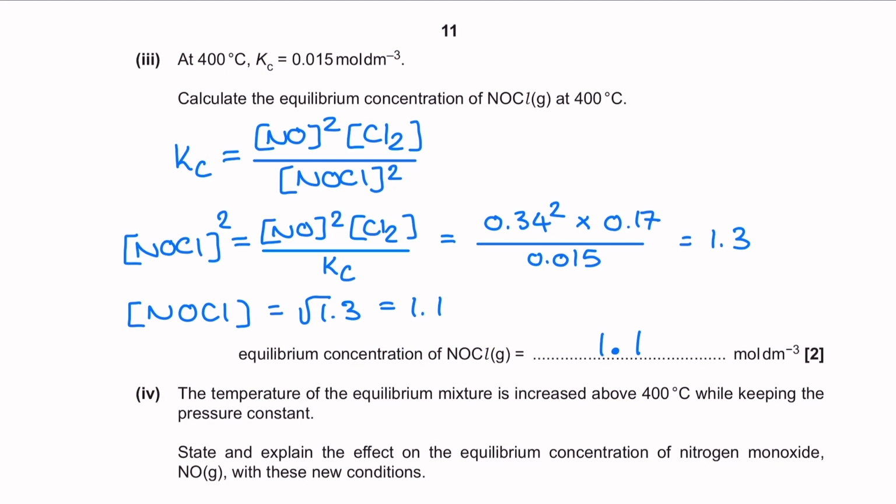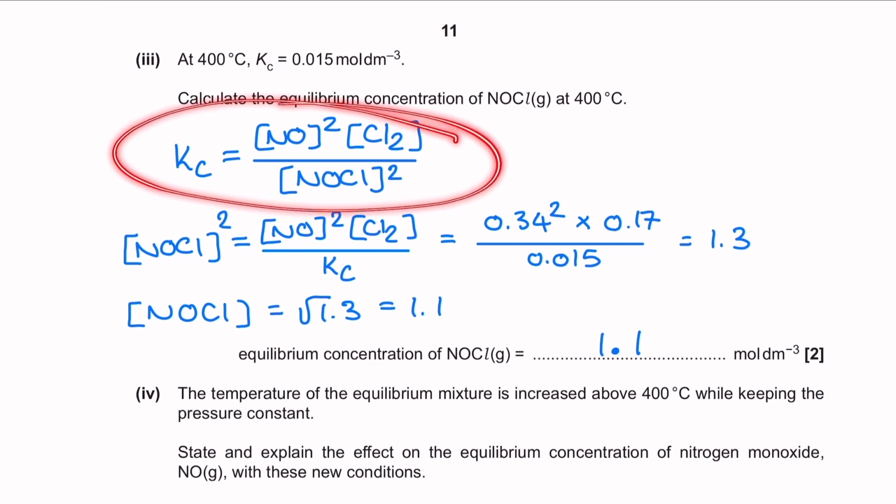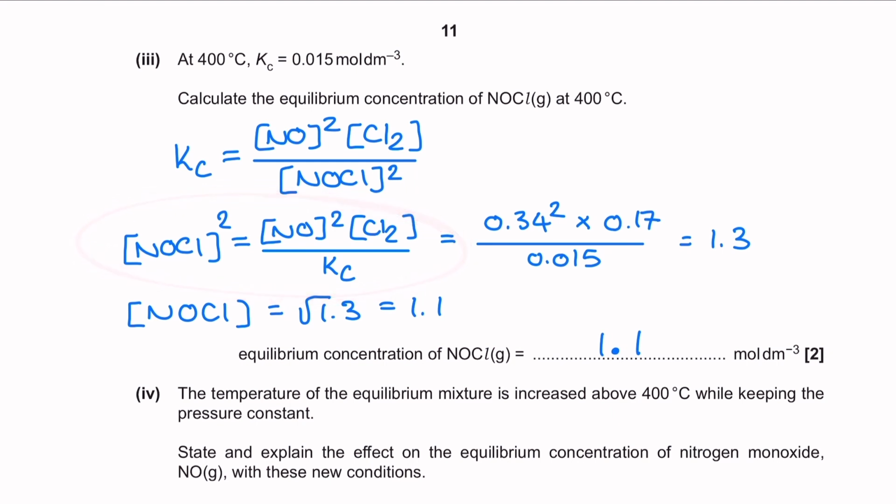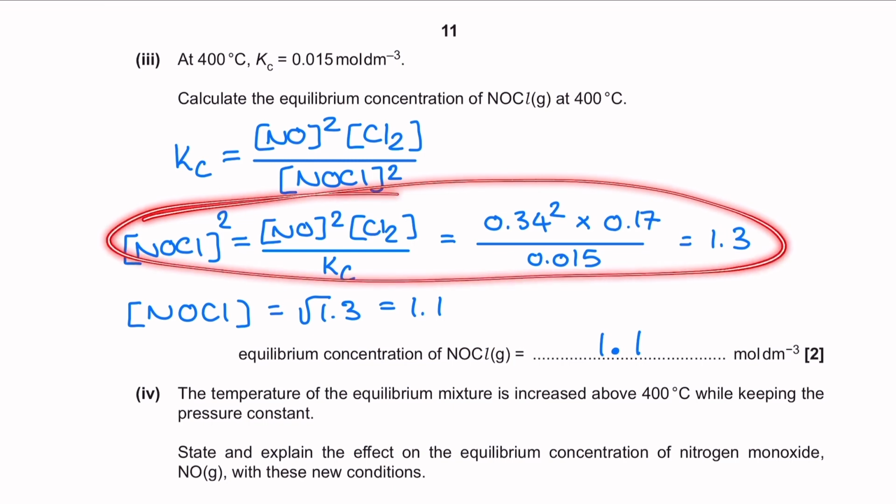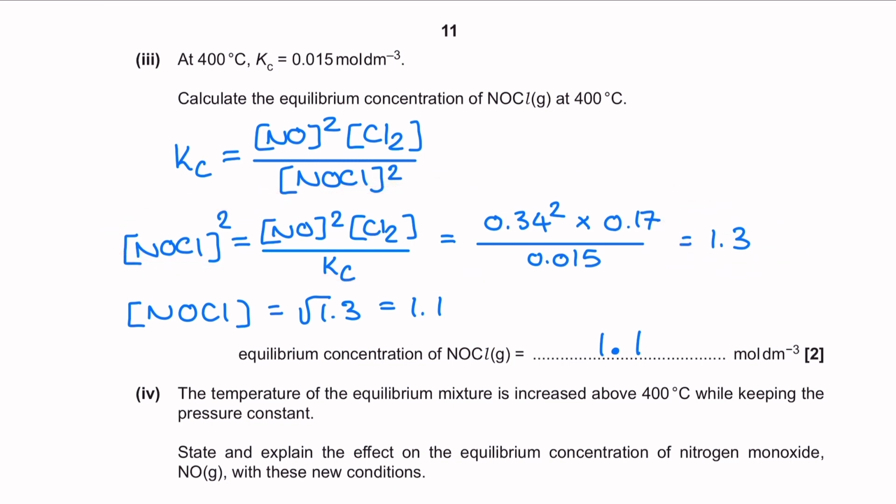At 400 degrees C, the Kc equals 0.015 mole per decimeter cubed. Calculate the equilibrium concentration of the NOCl at 400 degrees C. So that's at the equilibrium described on the previous page. What I need to do is write out my Kc again just to have a clear starting point, and then rearrange as a subject of the NOCl squared. Now, don't forget that squared. That's going to be really important for the final stage, because again, when I've done this question before with my own students, I've noticed that people can do this stage really, really well and get an answer of 1.3, but then forget that the NOCl here is squared, so we need to do this final stage where we square root this value of 1.3 to get to the final answer of 1.1.